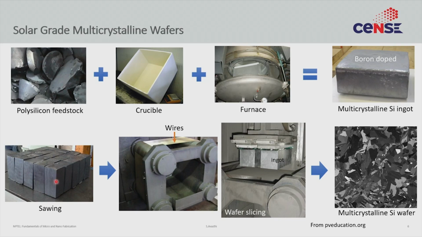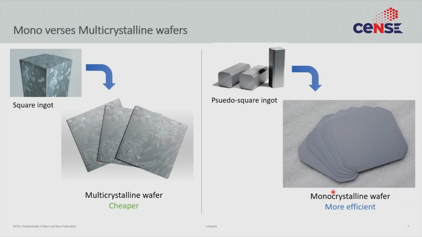Here you can see these ingots have been mounted on a holder and it's being pushed down onto these wires and slowly being cut, and each of these slices then gives you a silicon wafer that you can go and use. Okay. So this is what you have.